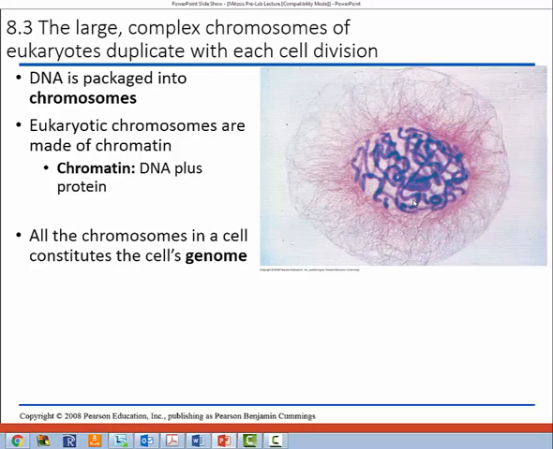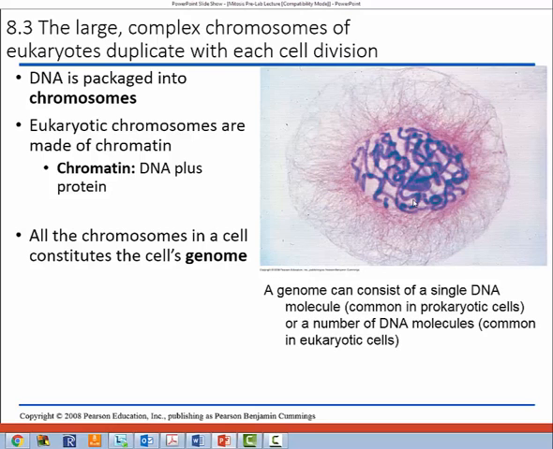All the chromosomes in a cell constitute the cell's genome. So when you hear about genome projects in the news, that's what they're talking about. They're talking about all of the chromosomes in the nucleus. A genome can consist of a single DNA molecule, like prokaryotic cells with their single circular chromosome, or several DNA molecules. This is more common in eukaryotic cells. So as you probably know, human somatic cells, normal cells, not reproductive cells, have 46 chromosomes, 23 from mom and 23 from dad, and that's the genome.